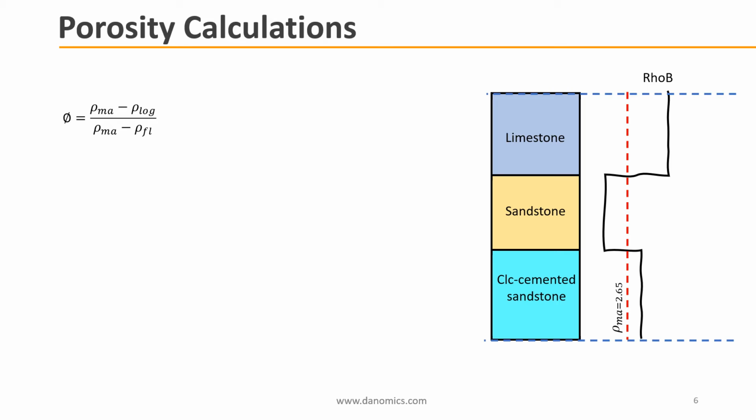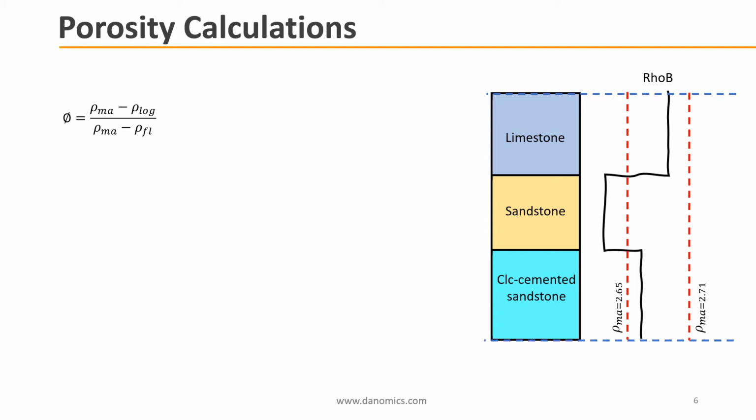And that should be clear from this equation. We're just using the wrong matrix density for those lithologies. So if we change that up and say, oh, well, let's use the correct matrix density for our limestone, that would be a matrix density of 2.71. Now in this case, we're going to be correct for our assessment of porosity in the limestone, but we're going to be overestimating our porosity in our sandstone and in our calcite cemented sandstone.